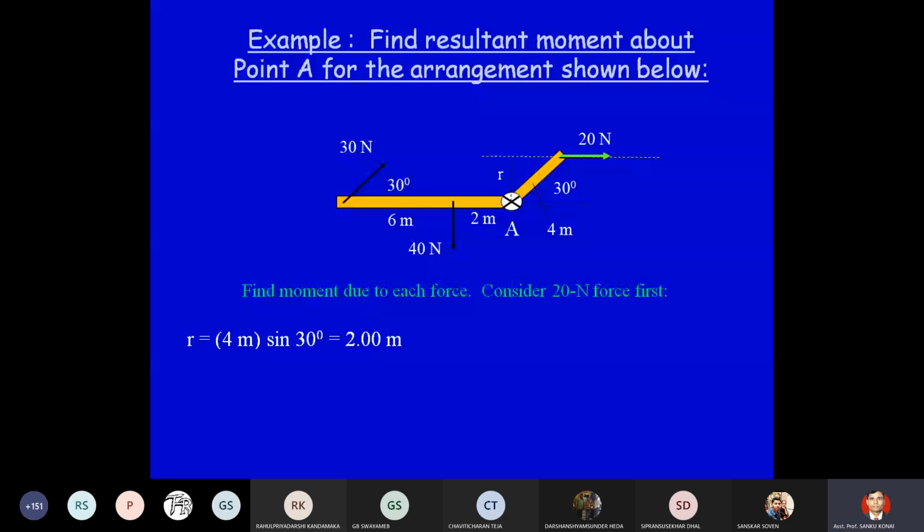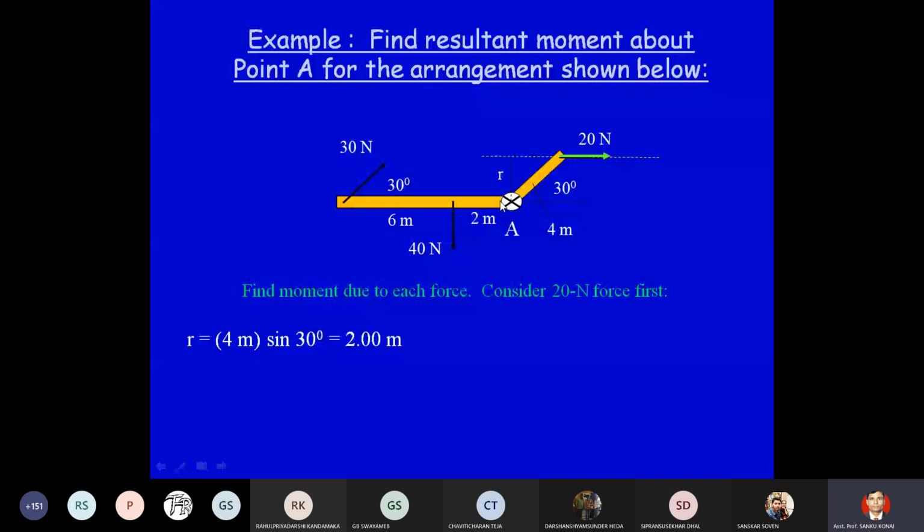This 20 Newton force, you see this angle is 30 degrees, and this bar is 4 meters. So we have to find out the perpendicular distance. This side will be cos theta, this side will be sin theta. So 4 meter into sin 30, that is 2 meters. So the 20 Newton force is acting from A, and the perpendicular distance is 2 meters.